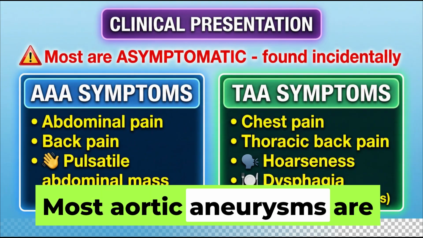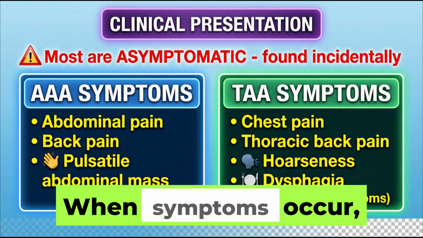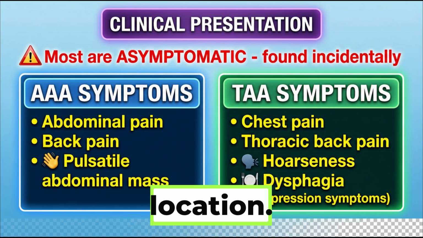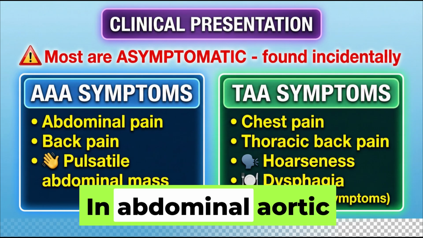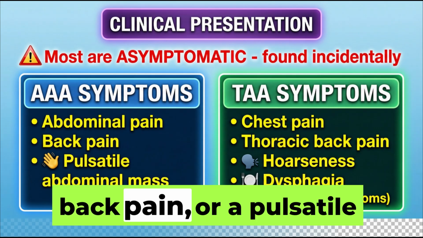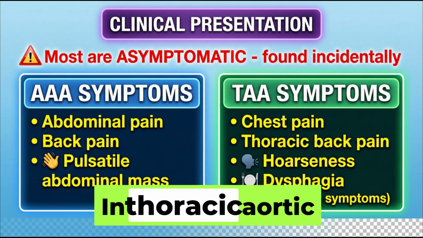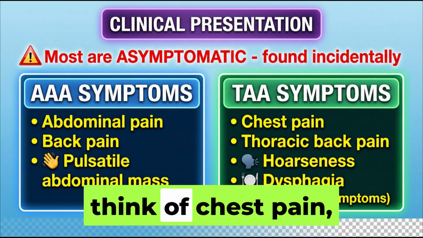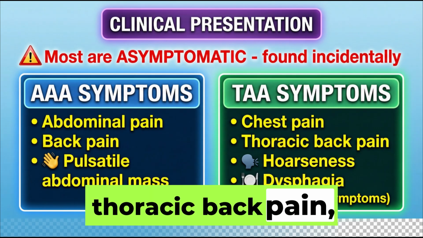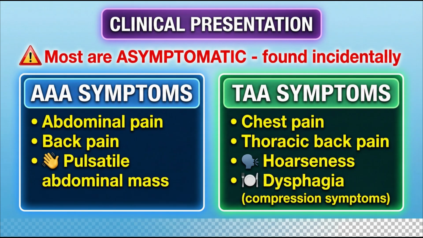Most aortic aneurysms are asymptomatic and discovered incidentally. When symptoms occur, they depend on the location. In abdominal aortic aneurysm, you may see abdominal pain, back pain, or a pulsatile abdominal mass. In thoracic aortic aneurysm, think of chest pain, thoracic back pain, or compression symptoms such as hoarseness or dysphagia due to pressure on surrounding structures.